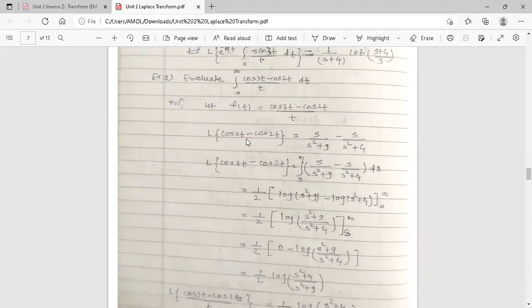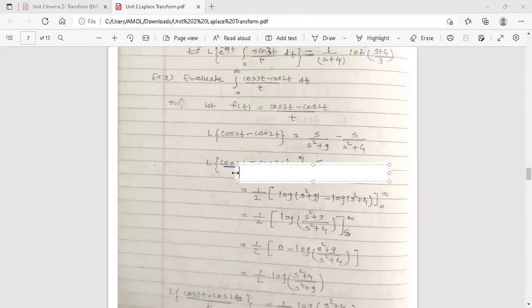Okay. Now use the division by t property. So the Laplace transform of cos 3t minus cos 2t upon t is equal to the integration over s to infinity of f of s, and this is the function now: s upon s square plus 9 minus s upon s square plus 4, integrated with respect to s. This is the division by t property.